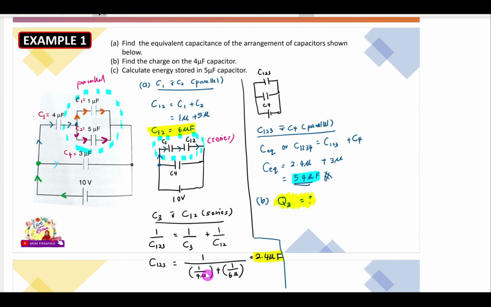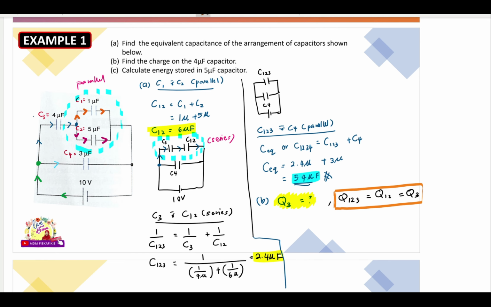Okay, so kita boleh kira lah Q123. So kena faham kita nak cari, awak nak cari apa? Awak nak cari charge dekat capacitor 3. Kita nampak capacitor 3 duduk dekat sini, and it is series with C12. Therefore when we calculate the total charge of 123, it is actually equal to Q12 and also equal to Q3. Sebab apa? Sebab mereka adalah in series. C12 and C3 are in series.